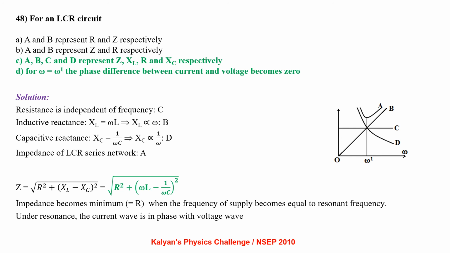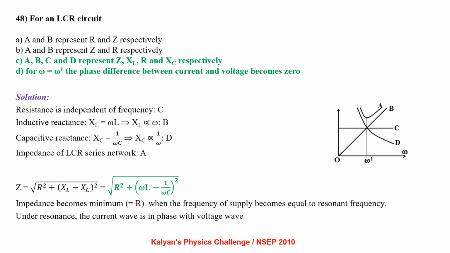Resistance is independent of frequency, so it is represented by the line C. Inductive reactance XL equal to omega L, so XL is proportional to omega, so it is represented by line B. Capacitive reactance is XC equal to 1 by omega C, it is proportional to 1 by omega, so it is represented by line D.